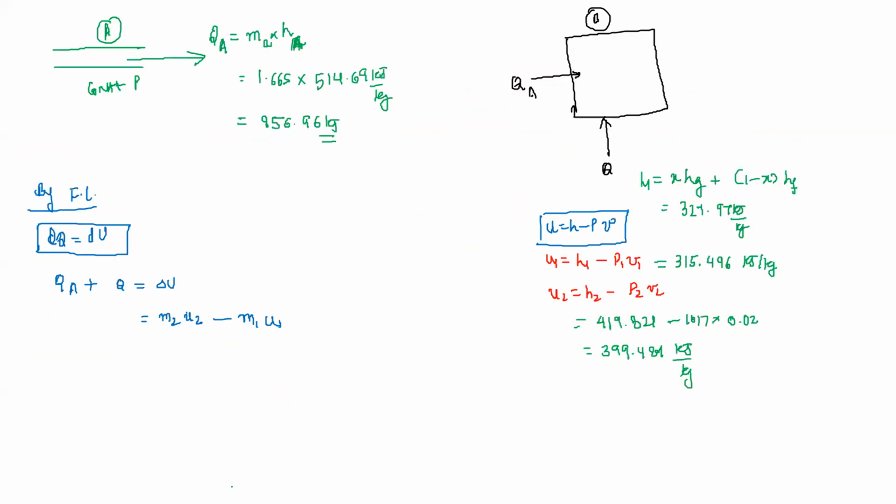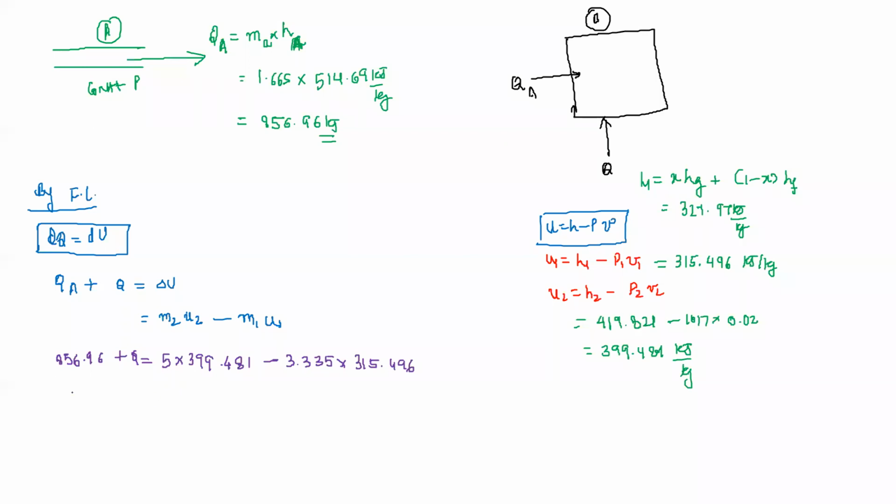So we are going to substitute these values, and we also have QA, right? So we are going to substitute all these values. So QA is 856.96 plus Q is equal to M2 that we already have. So we have substituted all these values over here. Okay. So now when we solve, we get heat transfer is equal to this entire thing, right? So that is equal to 88.266 kilojoules. All right, 88.266 kilojoules.